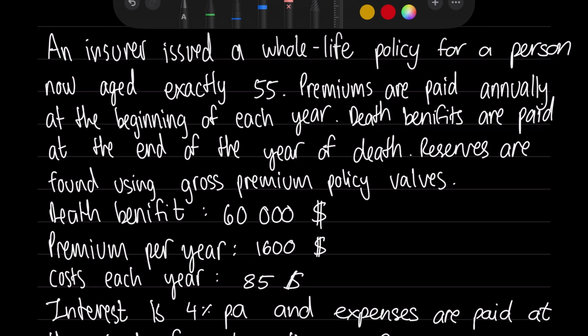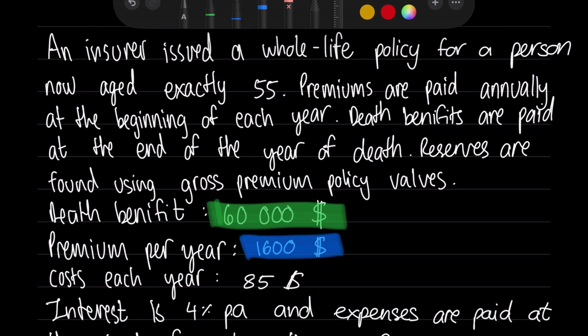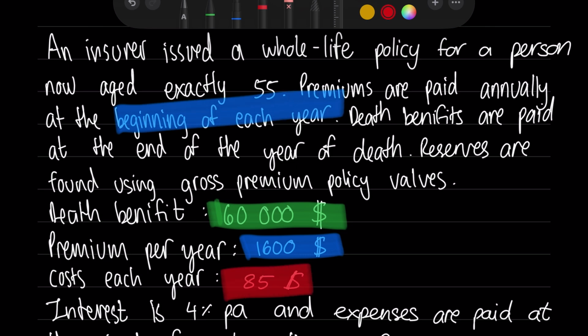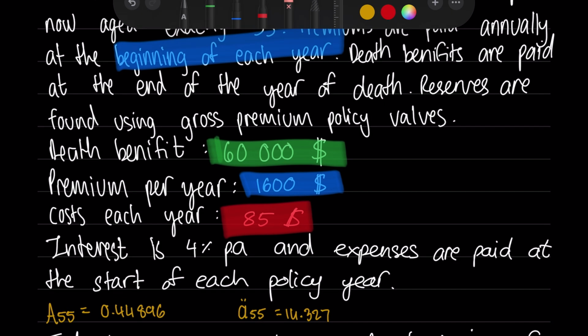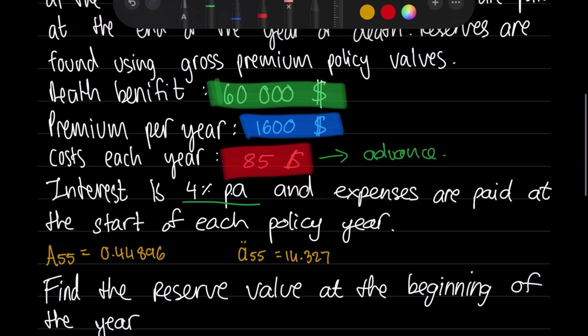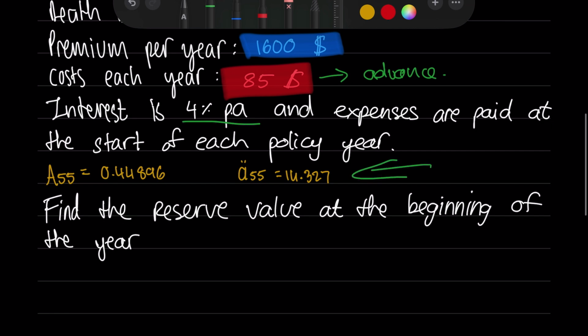That's the amount. Premium per year is 1.6, and this is paid in advance, at the beginning of each year. And then we've got costs, which is like an expense, $85. Interest is 4% per annum, and expenses are paid at the start of each year, so this expense is paid in advance. Cool, so now we've got everything we need. I've put these values here. This is all that we should need because I'm not adding any live tables or turning pages.